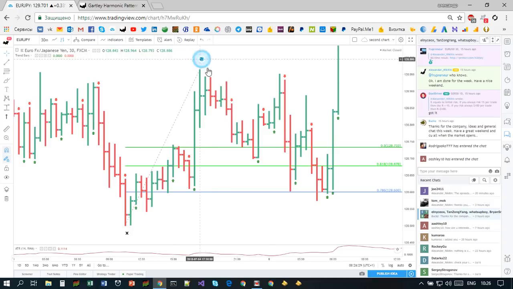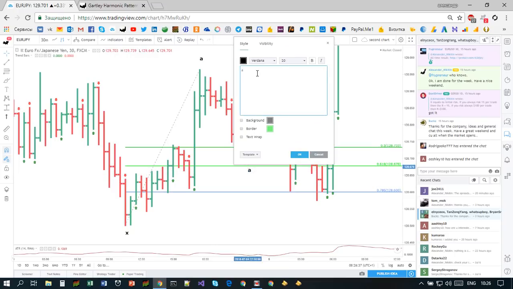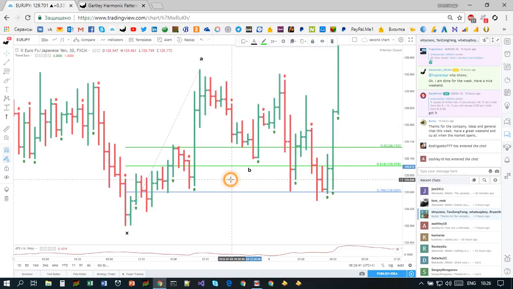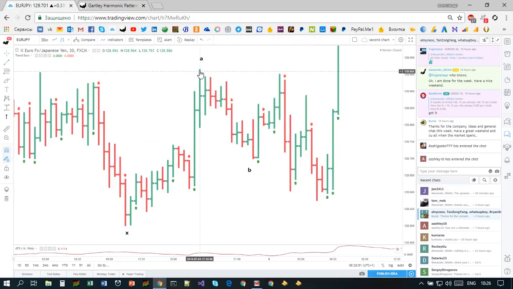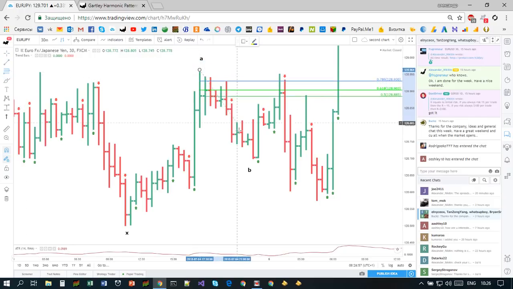So we take this and mark it as a B point. We have qualification of a B point. Even if it is 1 pip closer to 61.8, it would be Gartley. If it is 1 pip less than 61.8, 1 pip closer to 50, then it would be a BAT.